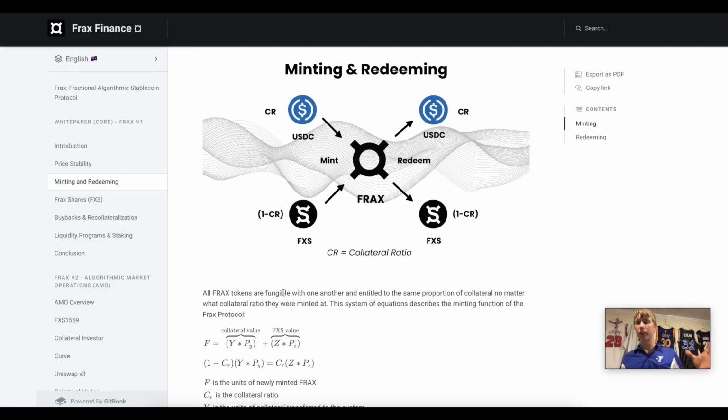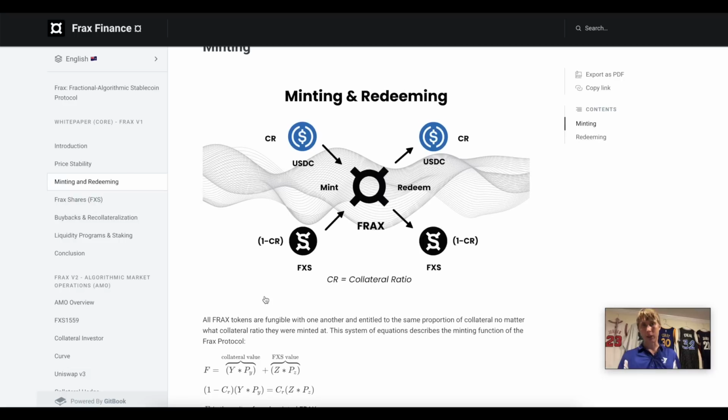So here's a higher level overview. This is a quick picture. This is using the example of USDC. So how it goes in is USDC and a portion of FXS are paired together to make that $1 worth of Frax, and boom, you got Frax. And then when people want to pull out and withdraw, they return their Frax and they get USDC and FXS in exchange. This is how the mint and burn function works.